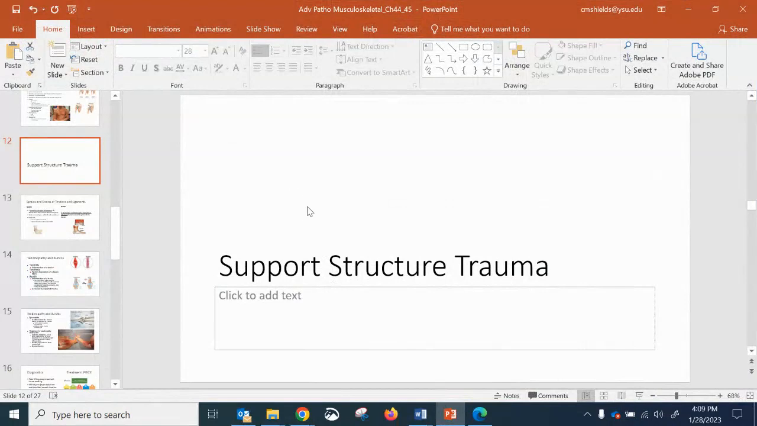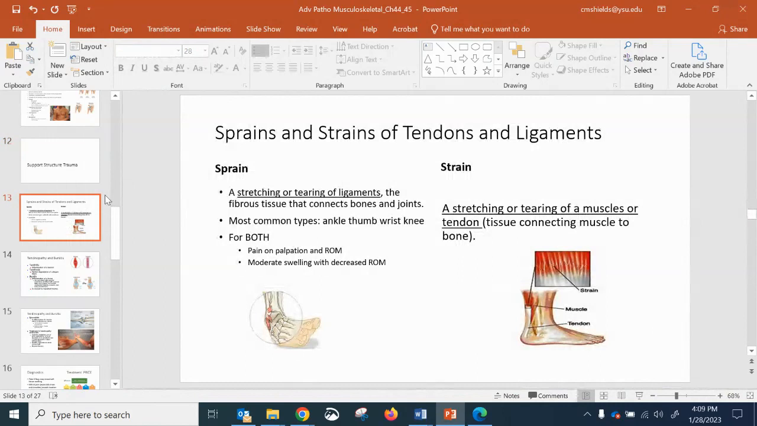Trauma, which is going to include sprains and strains of the tendons and ligaments, and tendinitis, tendinosis, bursitis, those types of things. So let's start here with strains and sprains. Now, make sure you know the difference between the two.